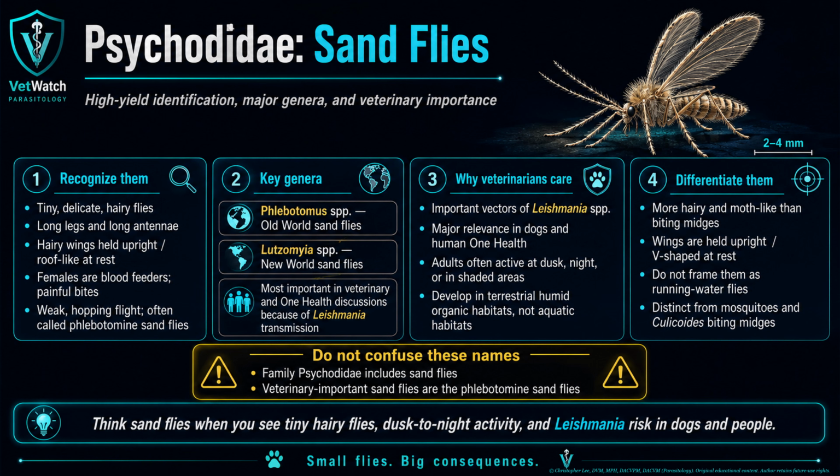The key genera are often framed geographically. Phlebotomus is the Old World, Lutzomyia is the New World, and Sergentomyia is in some Old World discussions. The bottom line is think sandflies when you see tiny hairy flies, dusk to night activity, and Leishmania risk in humans and dogs.